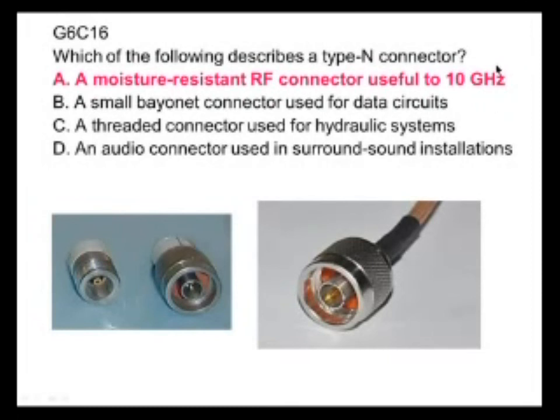Now, why does the frequency make a difference? Well, the frequency makes a difference because the higher you go, the shorter, the smaller your waves are. You have a shorter wavelength. And because of that, things like small physical differences can make a difference in how the wave is affected by going through a conductor or going through a connector.